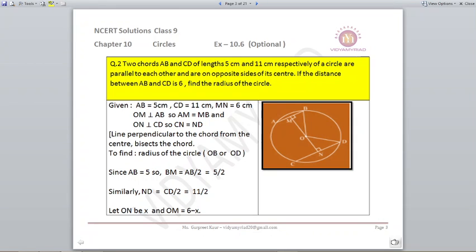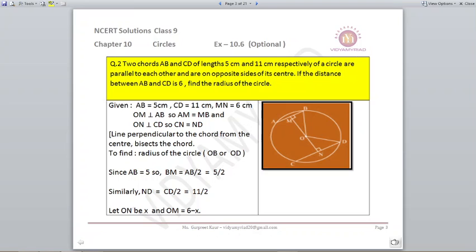Question number 2. Two chords AB and CD of length 5 cm and 11 cm respectively of a circle are parallel to each other and are on opposite sides of its center. If the distance between AB and CD is 6, find the radius of the circle. Now what is given to us? AB is given as 5 cm, CD is given as 11, and MN is also given as 6.